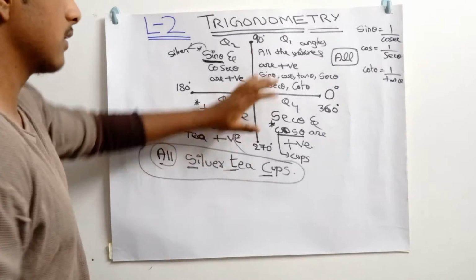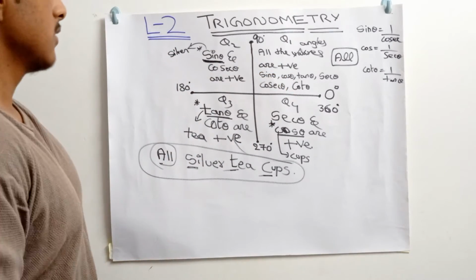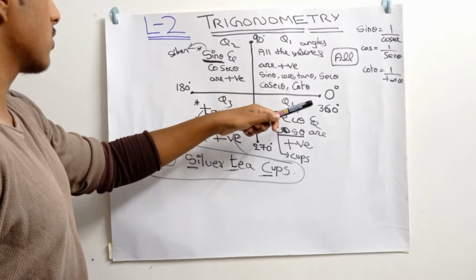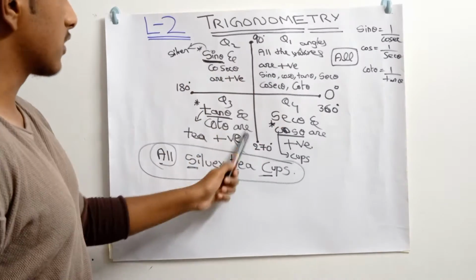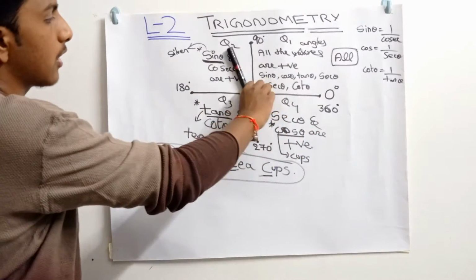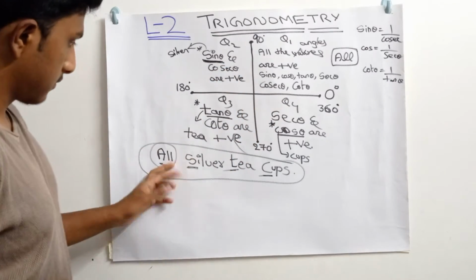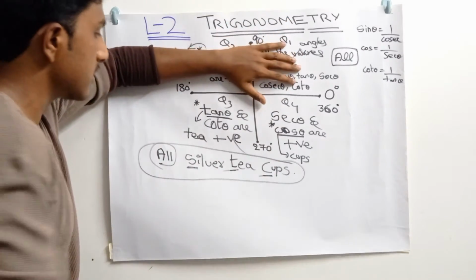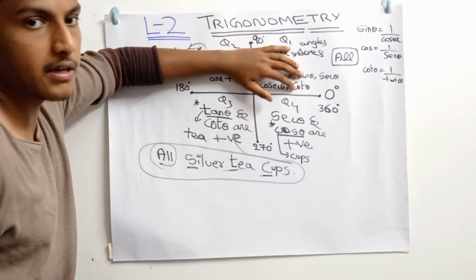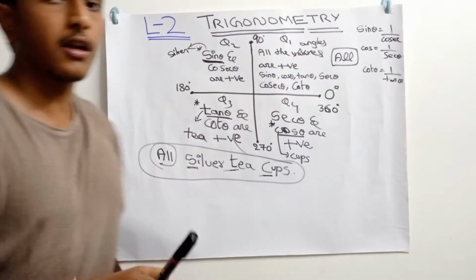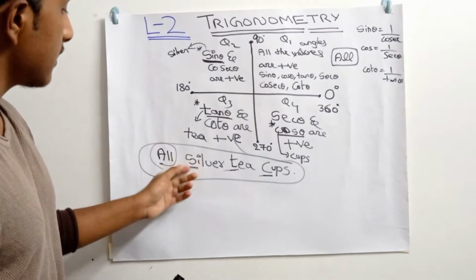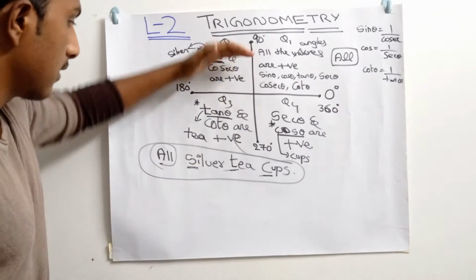Again I'll explain with a brief note. 0 to 90, quarter; 90 to 180, semicircle; 180 to 270, semicircle plus quarter; and 0 to 360, a complete circle. 0 to 90, all are positive. 90 to 180, remember this: all silver teacups. S means sin theta, and sin theta and its inverse, cosecant theta, are positive.